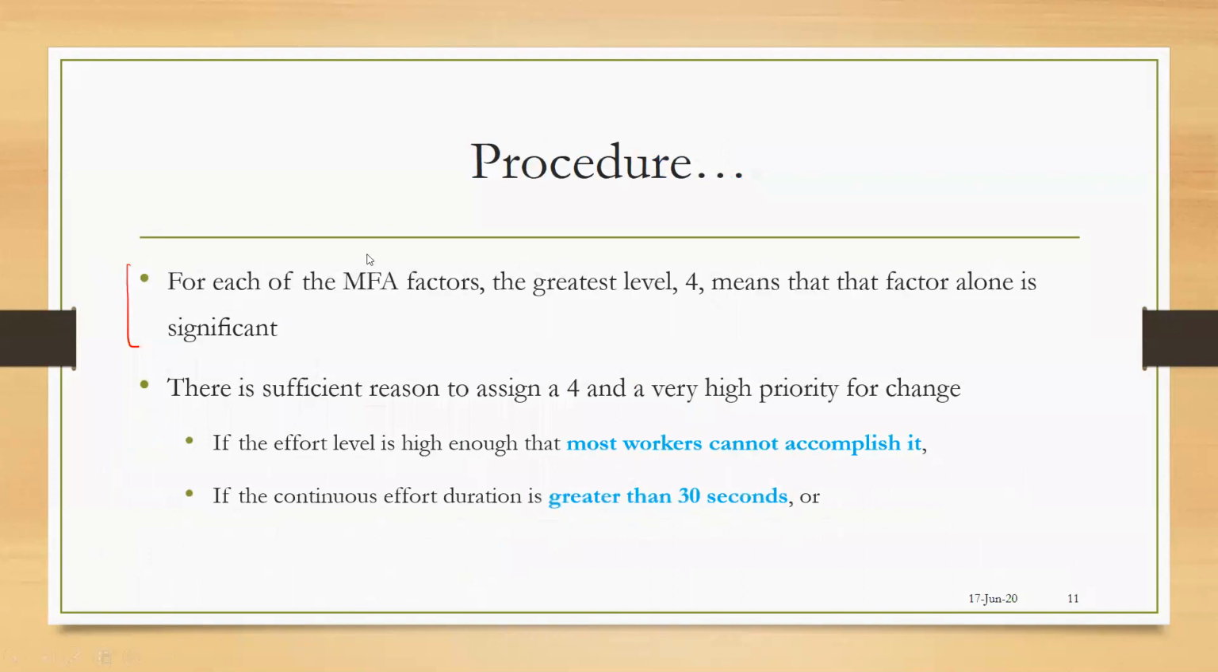Or for the second factor, effort duration, if an effort is to be applied continuously for greater than 30 seconds, if there is no break during those 30 seconds, we will assign a score of 4. And similarly for the third factor, frequency, if that is greater than 15 per minute, we will assign a score of 4. So if any of these three factors has a score of 4, that will result in very high priority for change.